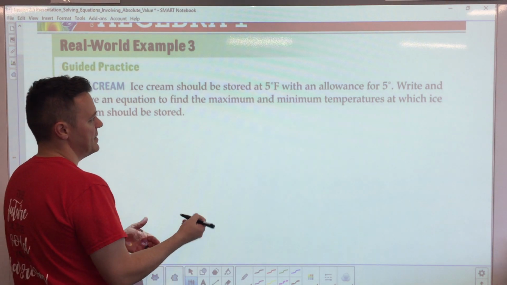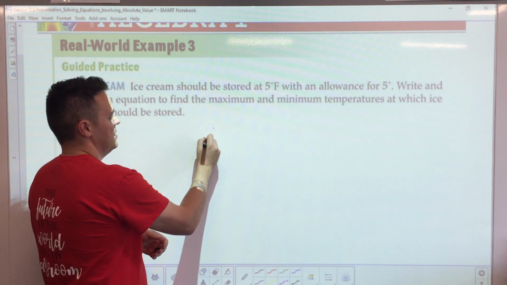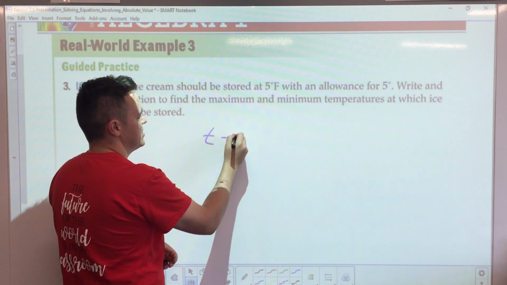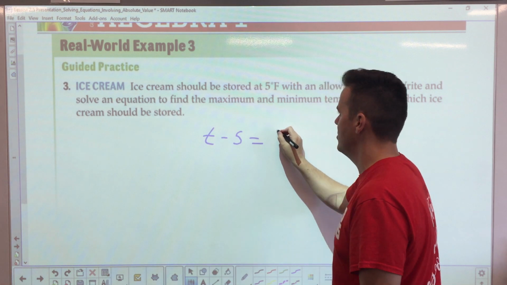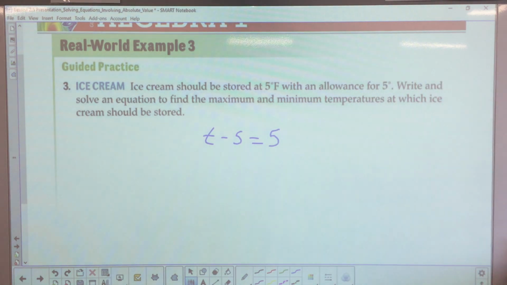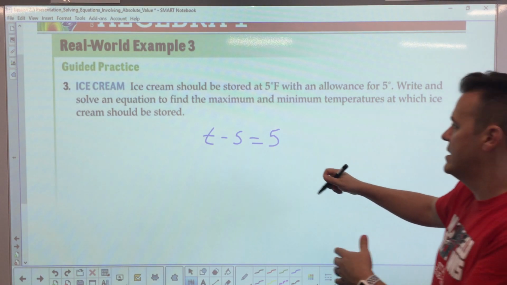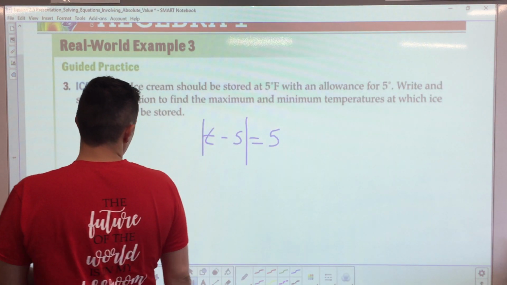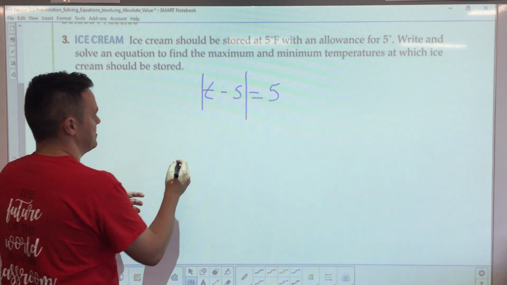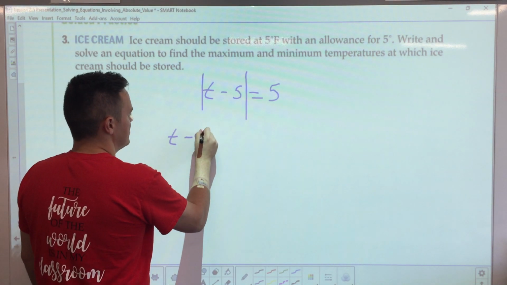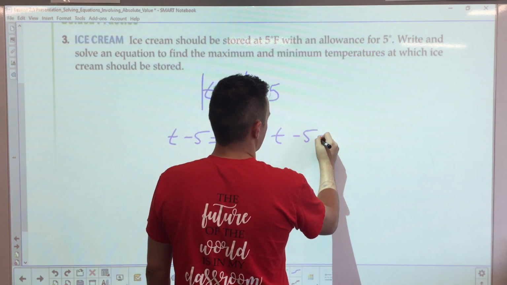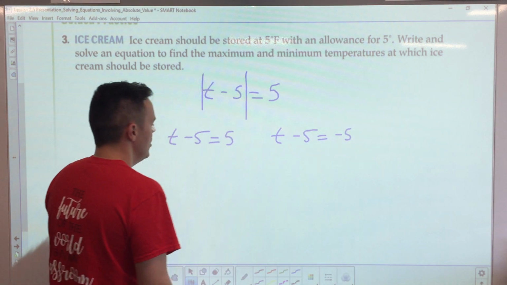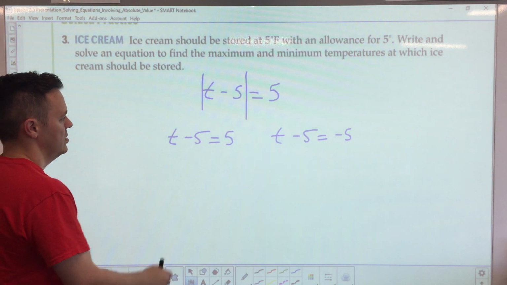All right, same kind of concept, so hopefully you guys got it, okay? That if something needs to be stored at 5 degrees, and the allowance is 5 degrees, okay? What you need to make sure you do as you go forward is that this is an absolute value, okay? So since this is an absolute value, you need to split the equation. T minus 5 equals 5, and then T minus 5 equals negative 5, all right? When you split it, then you solve it.